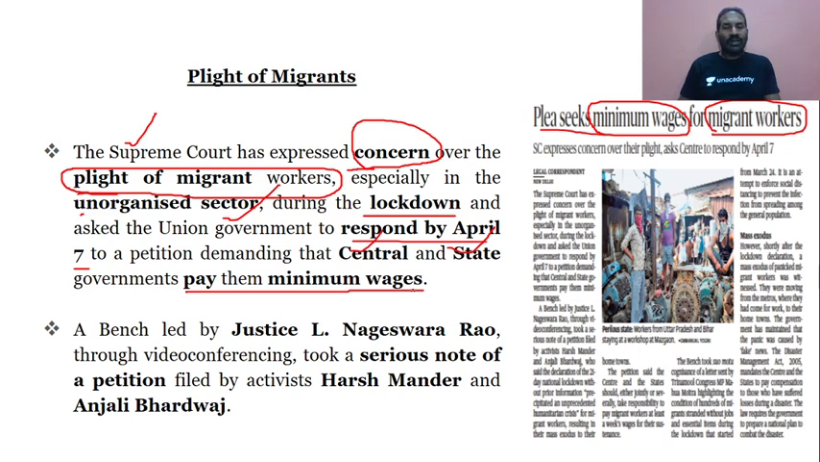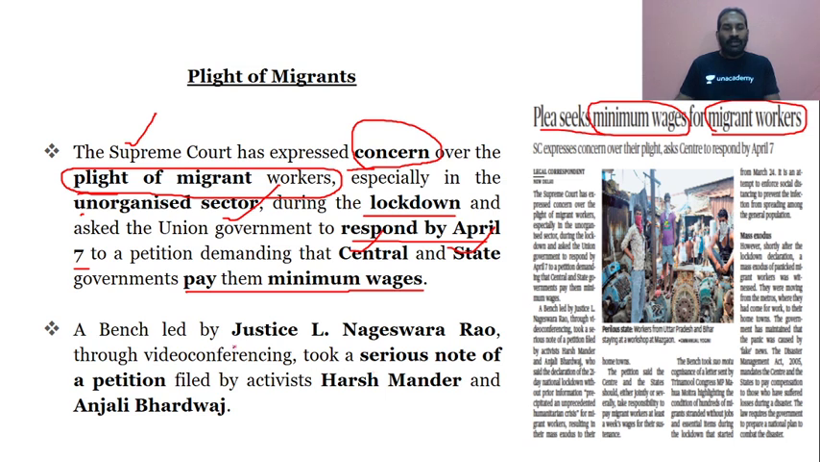Because of this, there are no jobs in the unorganized sectors. As such, it is the responsibility of the central and state governments, who have come up with the national lockdown. Because of the national lockdown, the petitioner feels it is a necessity, and is demanding minimum wages be paid to the migrant workers. The Supreme Court has looked into it and has given the union government until April 7th, that is by Tuesday.